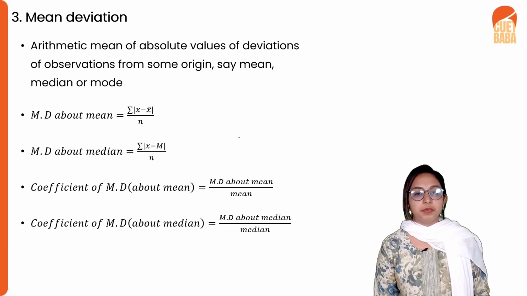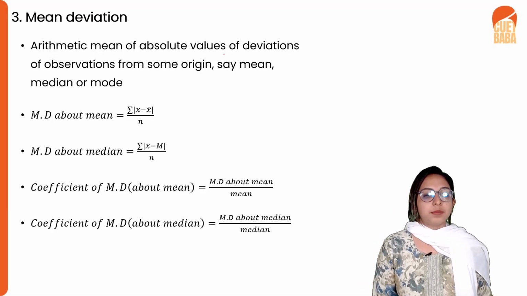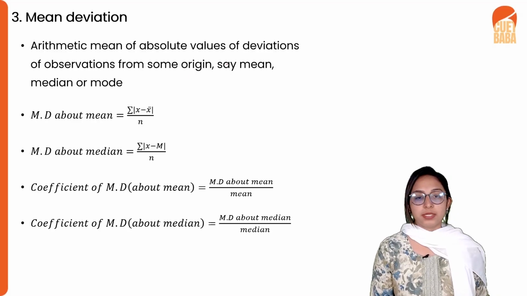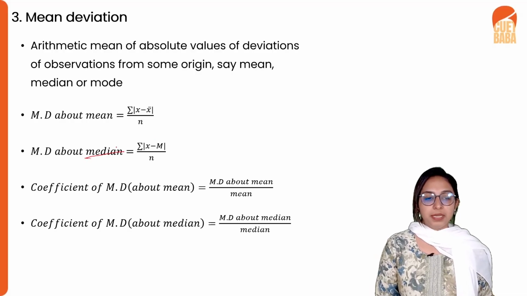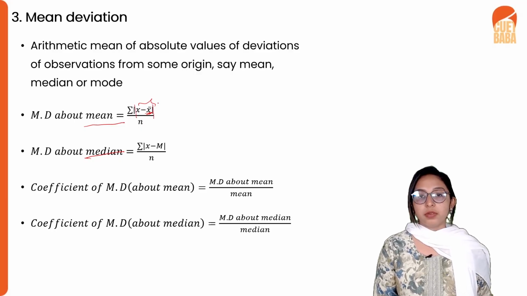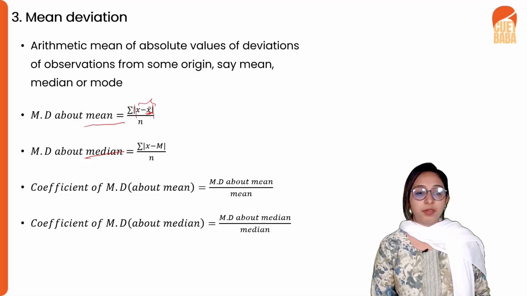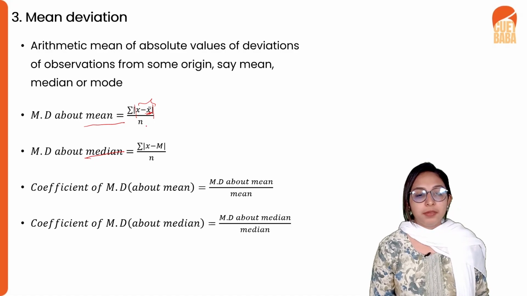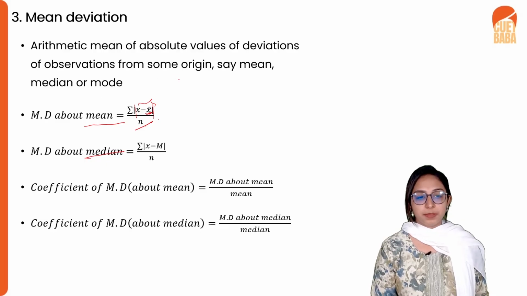And the third one is mean deviation. As I have discussed earlier, it is the absolute value of deviation of observations from an origin, say mean, median, or mode. There is mean deviation about the mean and mean deviation about the median. We can see from the equation, this is the deviation of observation from its mean, and we are finding the absolute value. The sign doesn't matter, whether the deviation is negative or positive. We are adding the absolute values and dividing by the total number of values.